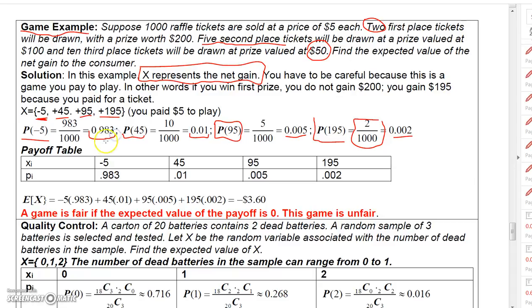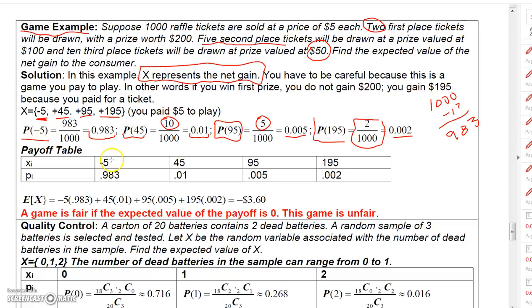Well, some of you might ask, where did you get 983? Well, it's like this. You've got 10 tickets that win the $50 prize, 5 win the $100 prize, and 2 win the $200 prize. Well, that means there's going to be 10 plus 5 plus 2, 17 winners. So if you take 1,000 tickets and subtract off the 17 winners, you're going to get 983 losers. So there's 983 tickets that are actually going to have a net gain of -$5.